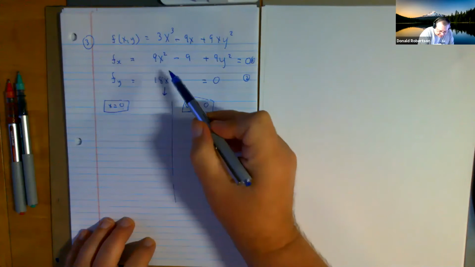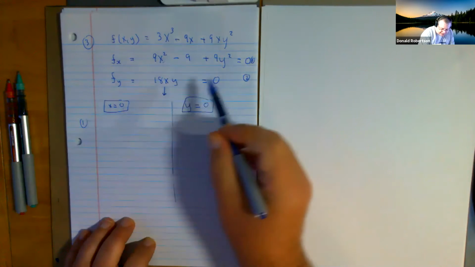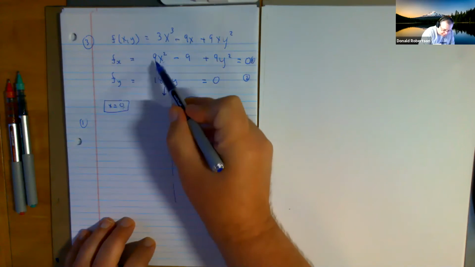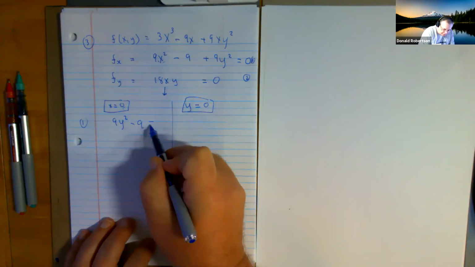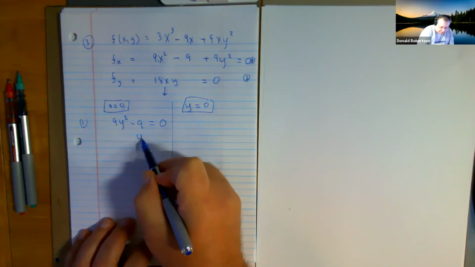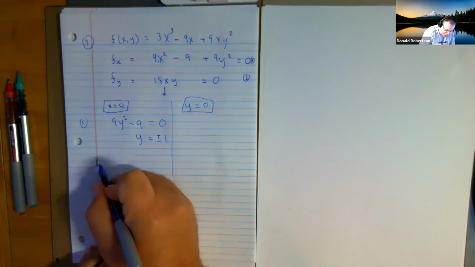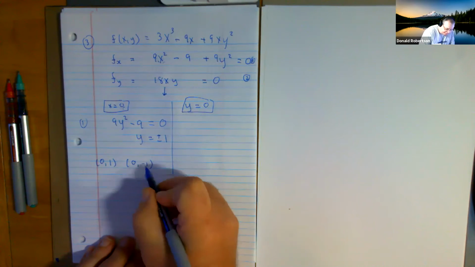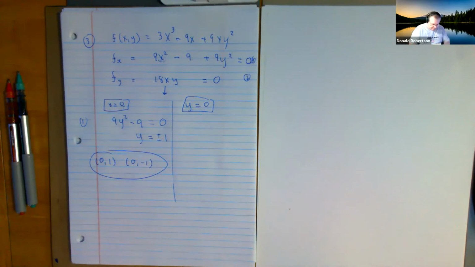If you go back up to equation 1 and replace the x with 0, what you end up with is essentially 9y squared, take away 9, which is 0. I'm going to cut some corners here, but I think they're pretty obvious. Would you agree plus or minus 1 for y will solve that? So that means I have (0, 1) and (0, -1). So here are two critical points.